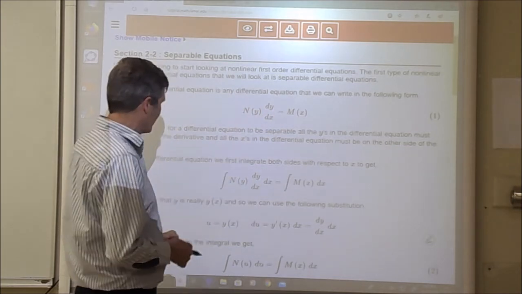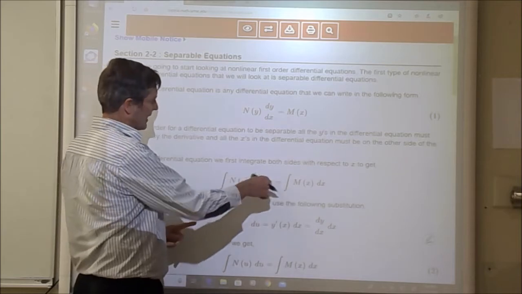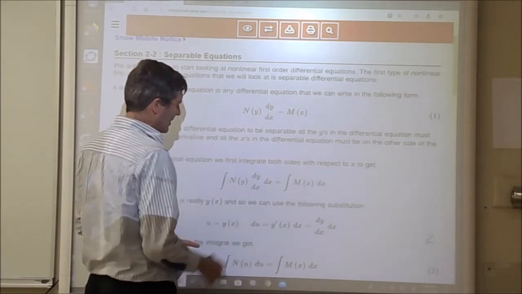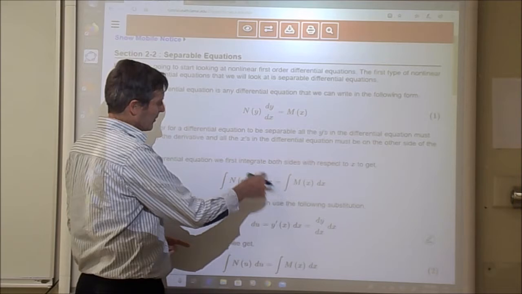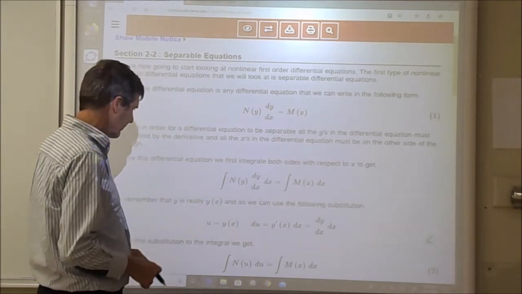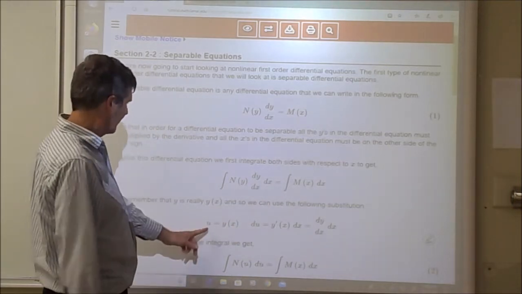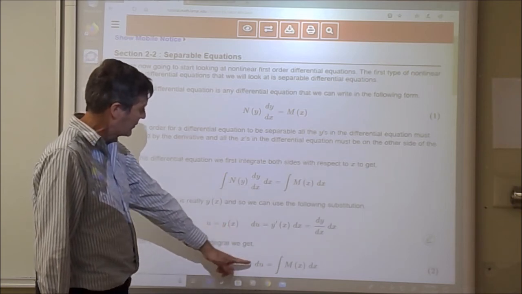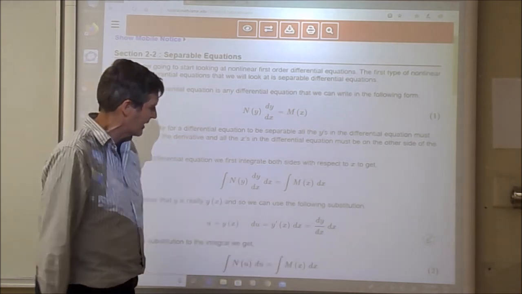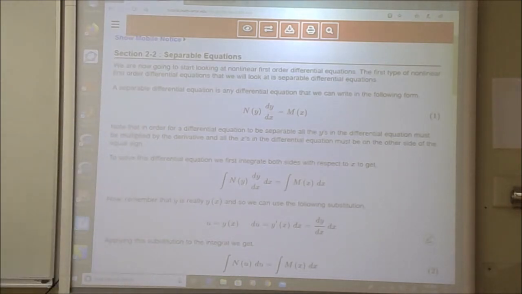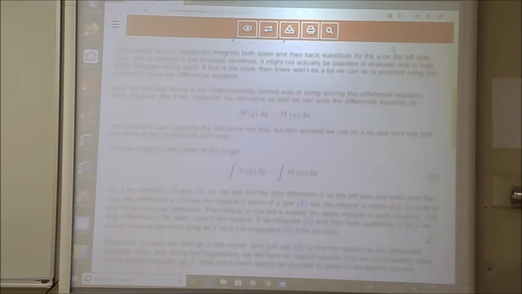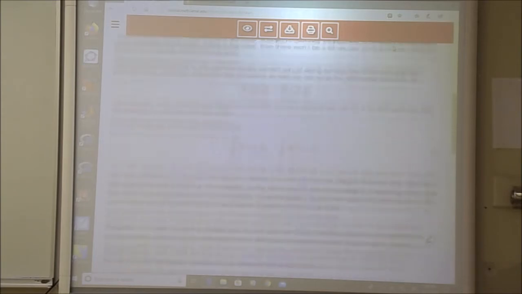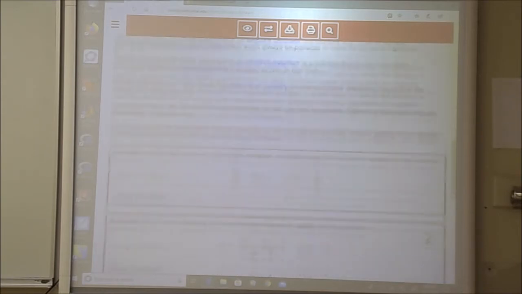We can integrate both sides. Integral n of y dy/dx equals integral m of x dx. And this, by the substitution theorem, dy/dx dx is dy. Here it's written as the u substitution theorem: u equals y of x. Integral n of u du equals integral m of x dx. And by integrating, we then get all the solutions to the differential equation.